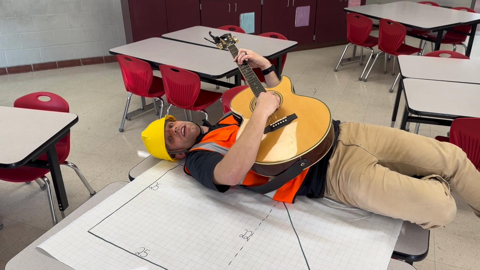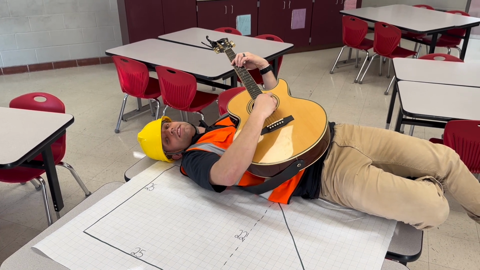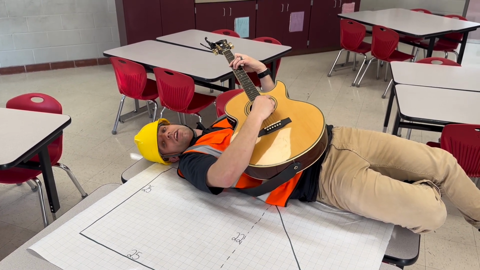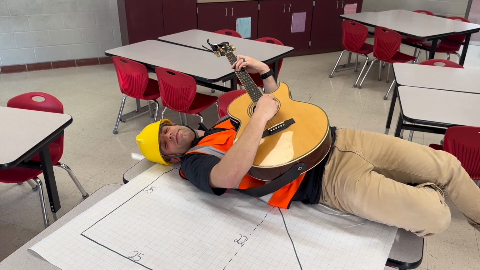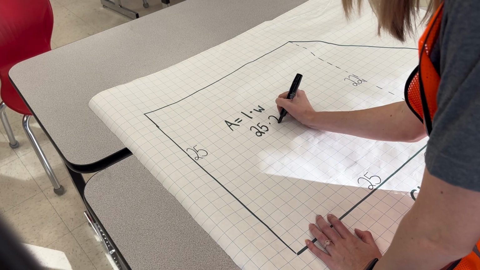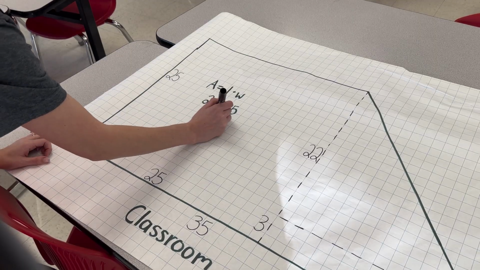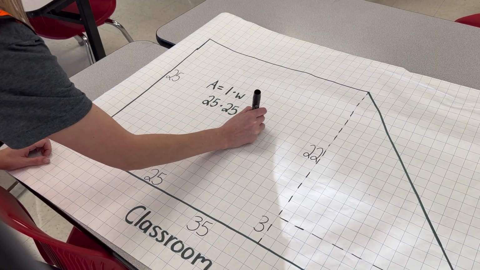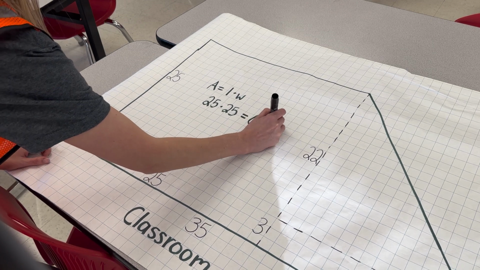You know what that means? Finding the area of a polygon is quite a simple task. Just find the area of every shape. Square is simple. Just multiply your length by width. So this is an area of 625 feet squared.